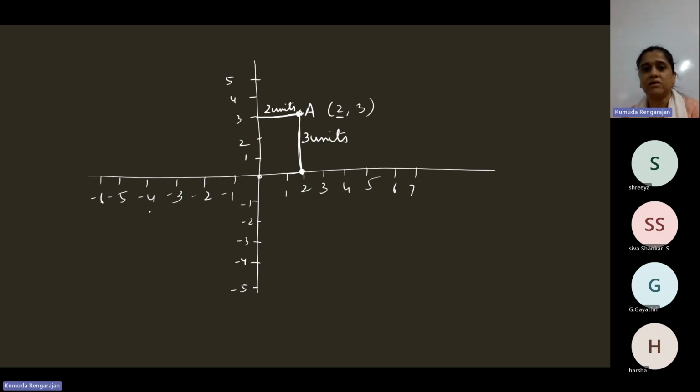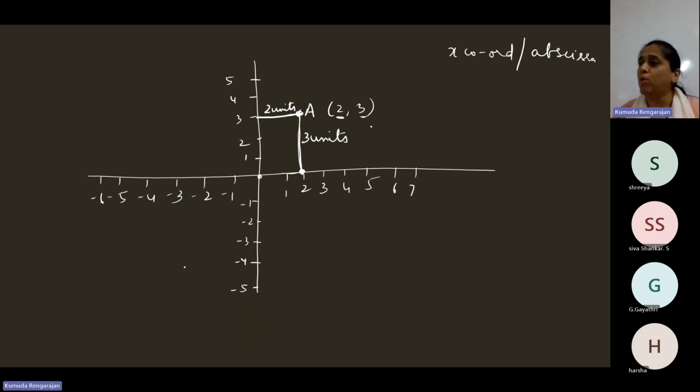See what I've marked there? Now, what is 2 units? 2 units is the distance of the point A from the y-axis. The perpendicular distance of the point A from the y-axis is 2 units. And the perpendicular distance of the point A from the x-axis is 3 units. The perpendicular distance of the point A from the y-axis is called the x-coordinate or the abscissa.